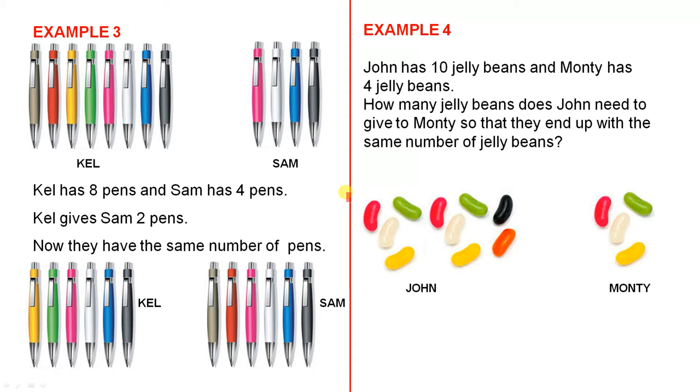Example 3. Kel has 8 pens and Sam has 4 pens. Kel gives Sam 2 pens. Now they have the same number of pens. So for example, when Kel gives Sam these 2 pens here, they go across to there. That means Kel only has 6 left. Sam now has 4 plus 2, which is 6. So they both have 6.